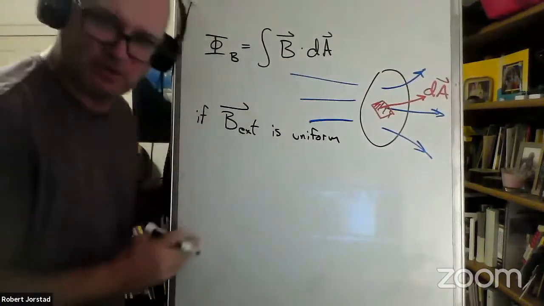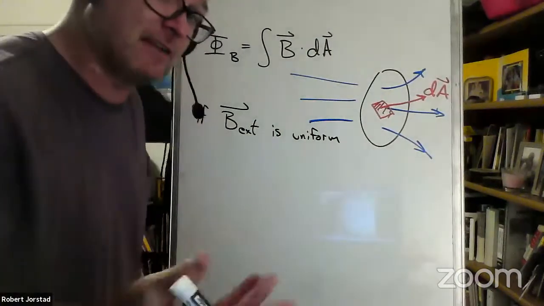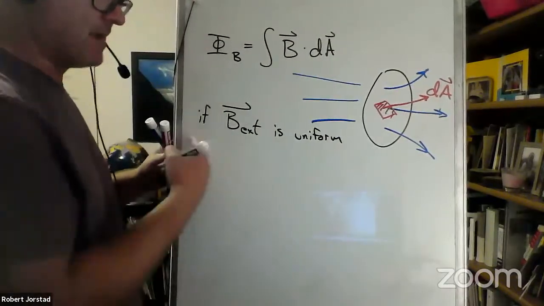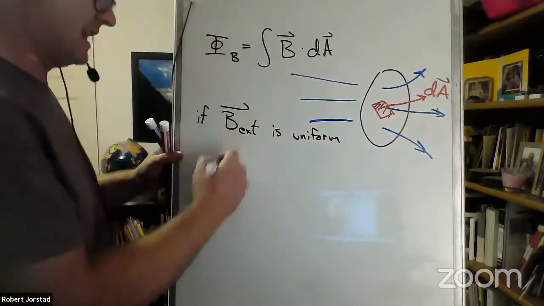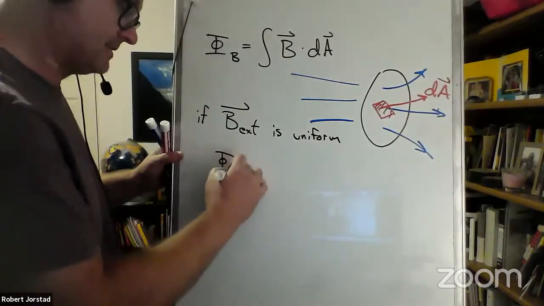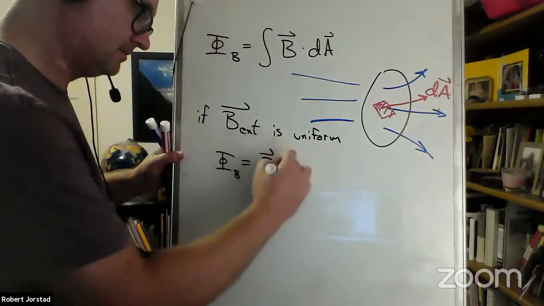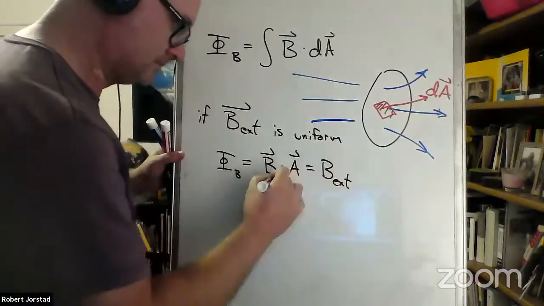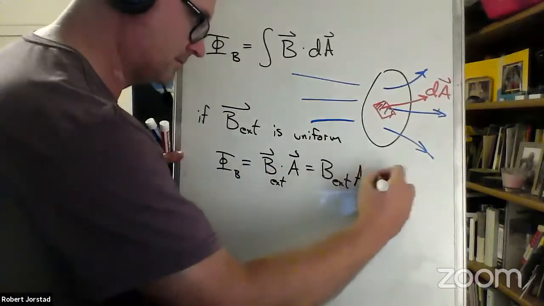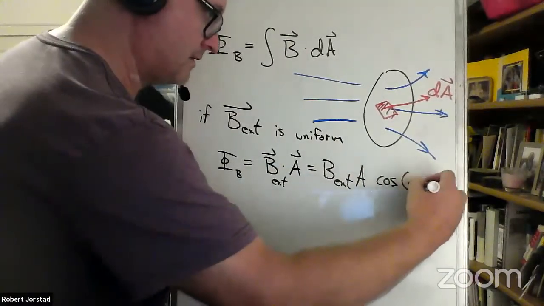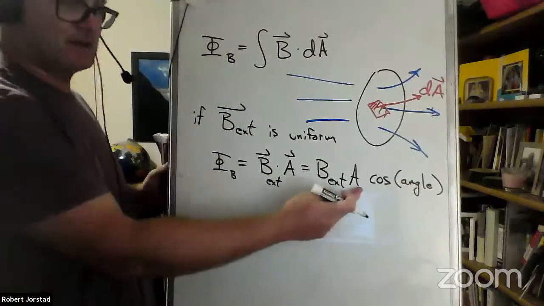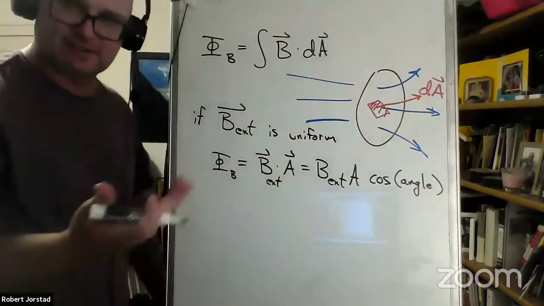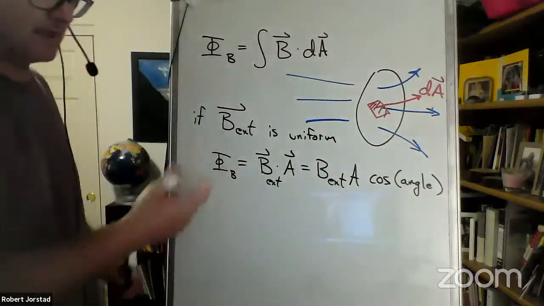For a lot of problems, B external is uniform. Maybe you put the experiment inside of a Helmholtz coil, and B was uniform inside of there. So in many cases, this is true, and then the integral simplifies to this. It would be B times the area of the loop times cosine of the angle. You wouldn't have to worry about changing angles and such, right? If it's uniform, that's done.